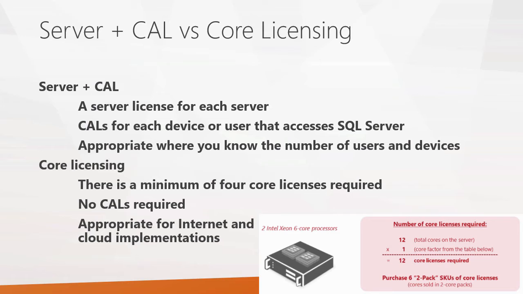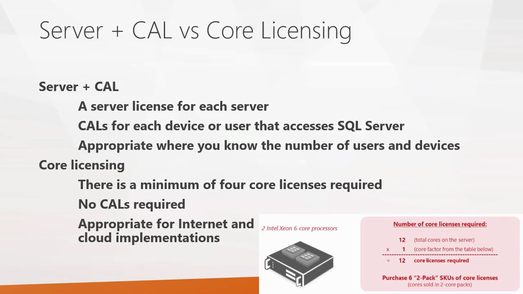Core licensing, though, is quite different. With core licensing, there are no CALs required, and you're not licensing per server per se. You're instead licensing per total number of cores. There is a minimum of four core licenses that are required, and there are a few things you need to know.